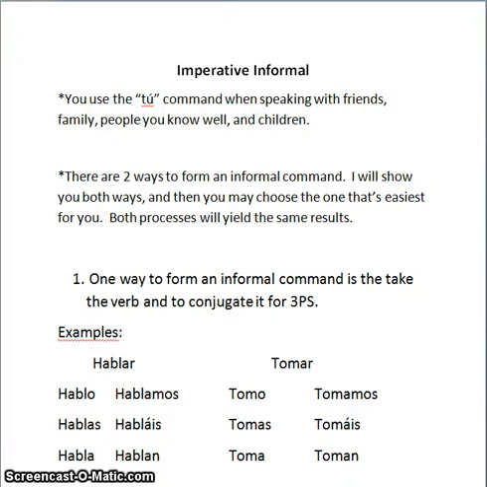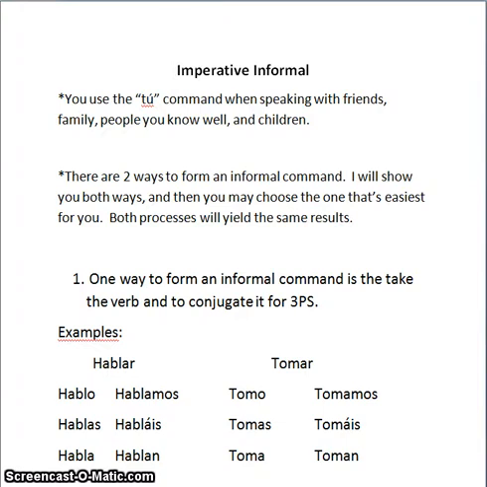You use the tú command when speaking with friends, family, people you know well, and children. Now there are two ways to form an informal command, and I'll show you both ways, and then from that point on, you can choose the one that's easiest for you. Both processes will yield the same results. So option number 1 for forming an imperative informal verb. Remember, the only possible subject you can have is tú, because it's an informal command. Now, technically, you could also do a plural vosotros, but to keep it in the simplest form possible, we're just going to focus on the tú command.